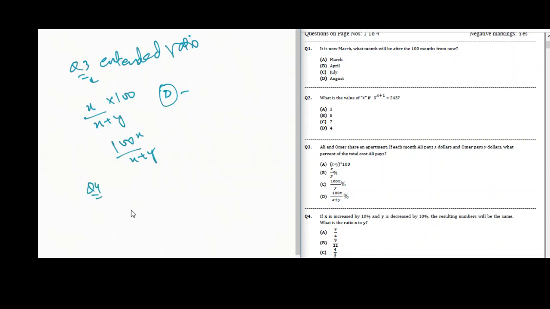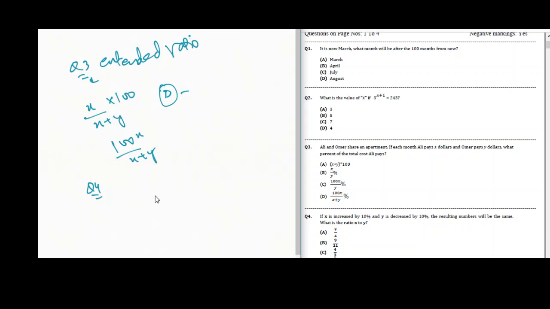Now question number 4. If x is increased by 10% and y is decreased by 10%, the resulting numbers will be the same. What is the ratio x to y? Now you don't have the values but you have the answers given.